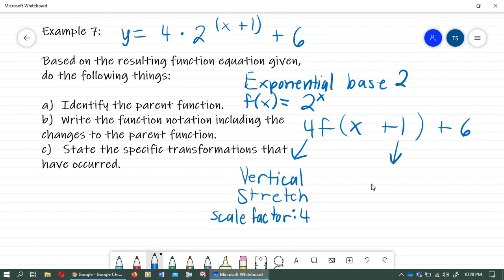And here we've got this adding 1 on the inside. That is a horizontal translation, either left or right. It's shifting left or right, and this specifically will be shifting to the left by 1. It's going to be to the left 1. Again, this one here, where we're adding 6 on the outside, is going to be a vertical translation, and specifically, it's going to be a shift up 6 units.